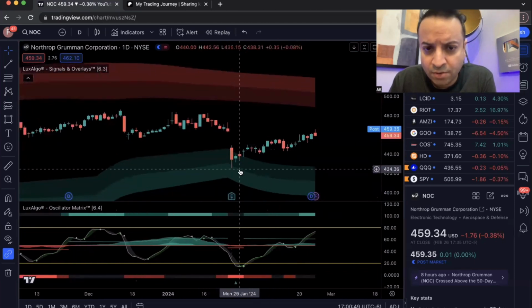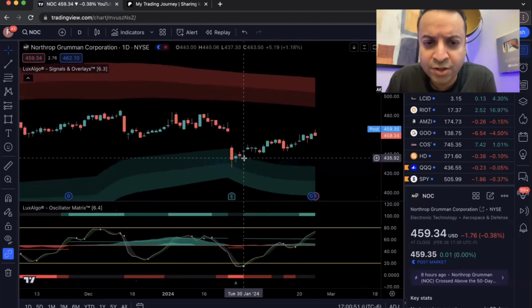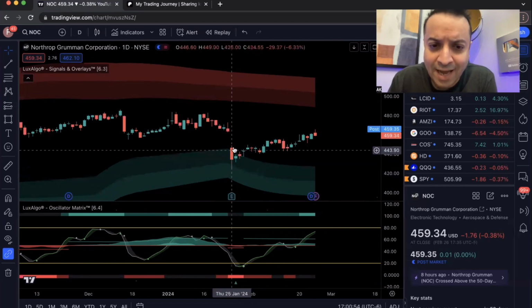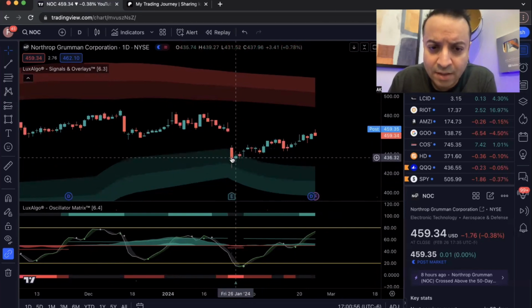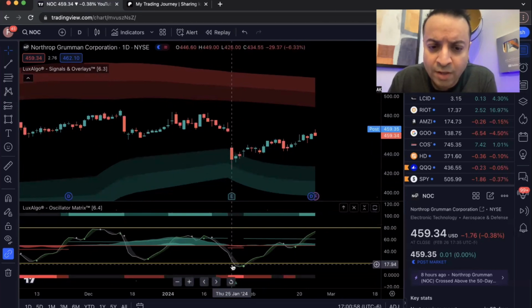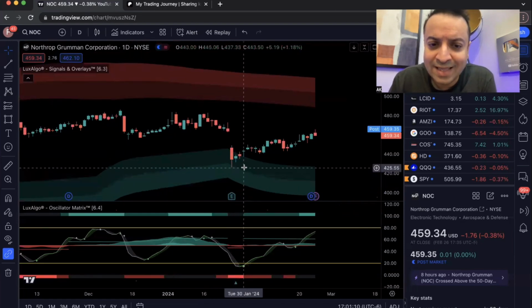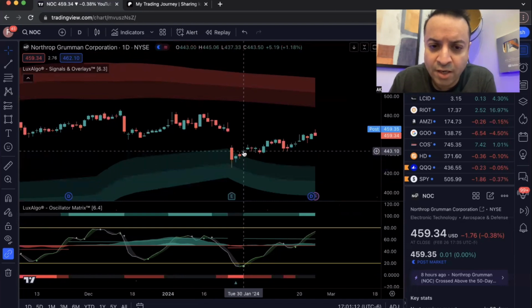So when the price action went into the reversal zone, I was just watching and trying to read the candles. And at the same time, when this happened right here, we were going into the oversold territory, because it was going below the 20 mark on the oscillator. And I was waiting for a reversal to happen here. I wanted to see a bullish crossover. That happened on January 30th.